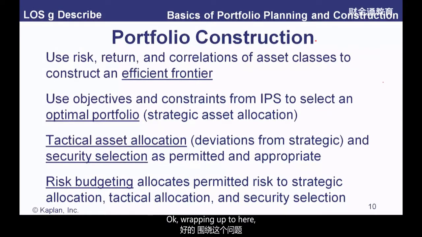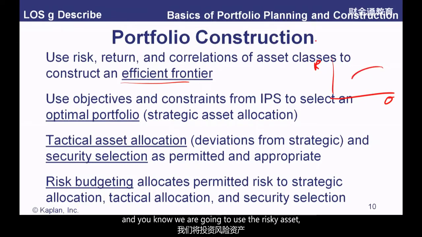Okay, and to wrap things up here in terms of portfolio construction, how does it work? Well, it just says let's take all this stuff that we've learned in the last couple of readings and apply it. So we're going to use risk, return, and correlations of the asset classes to construct an efficient frontier, right? Just like we've talked about. So here's the risk and here's the return. And we're going to use risky assets. We're going to come up with our risk-free rate, and we're going to create our particular CAL, right?